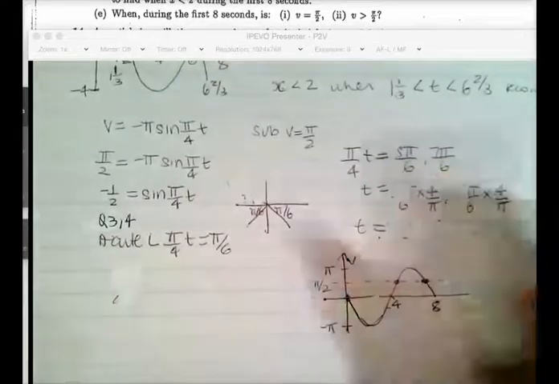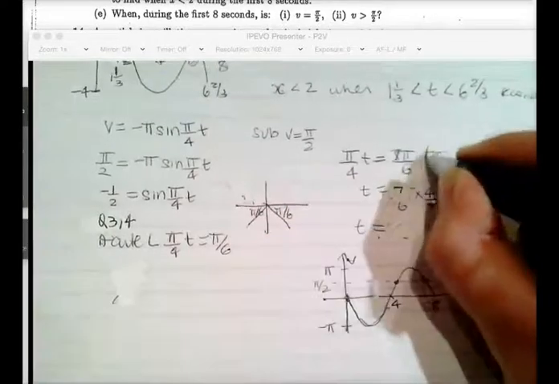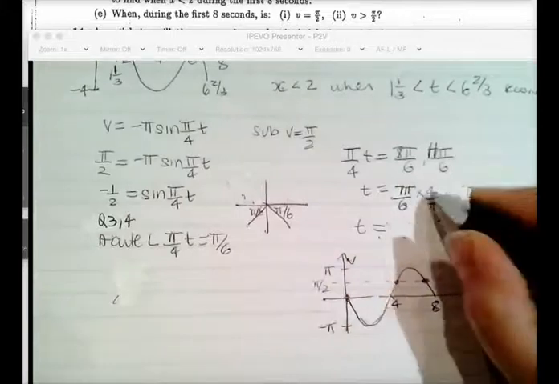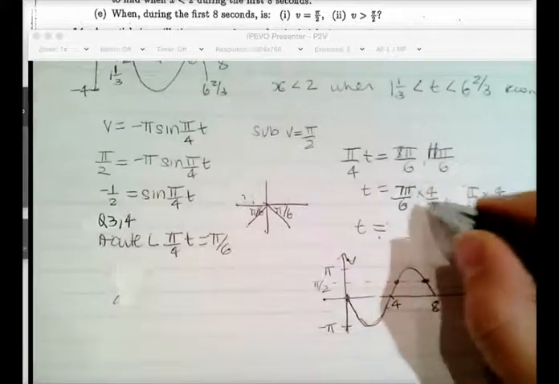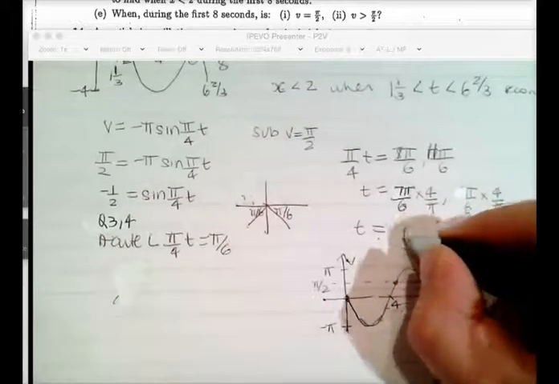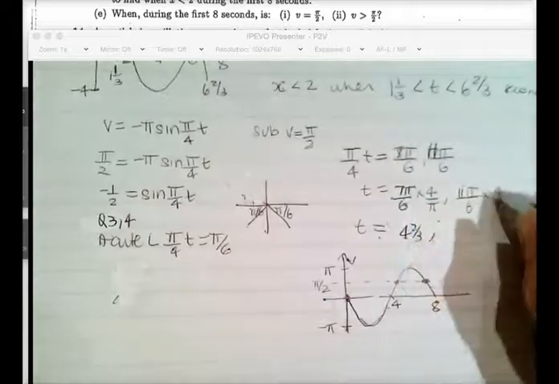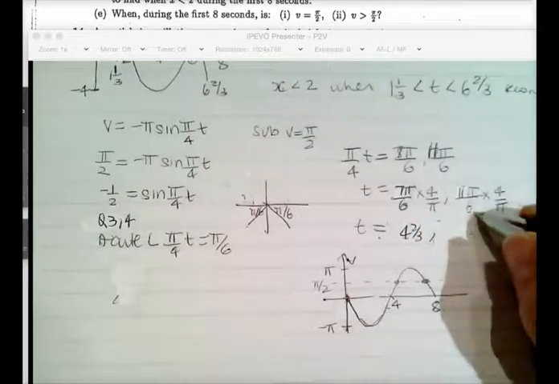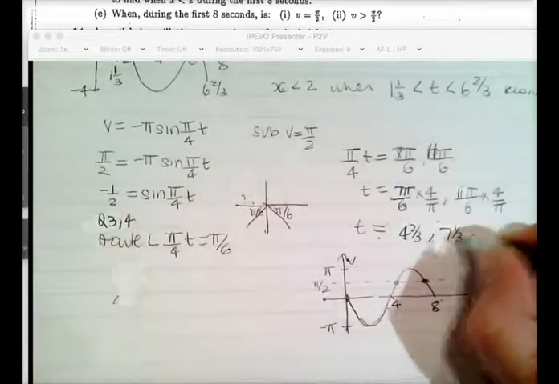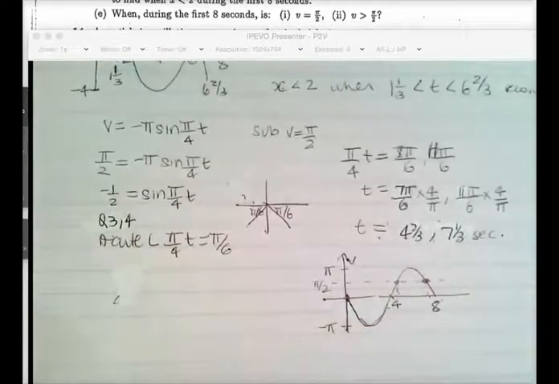Picked it up earlier. So we've got 7 pi on 6, and this will be 11 pi on 6. So we've got 7 pi on 6 times that. We get 3 and 2, 14 on 3. That was 4 2/3. And this is 11 pi on 6 times 4 on pi. We get 3 and 2, 22 on 3. That's 7 1/3 seconds. So therefore that does actually tie up.